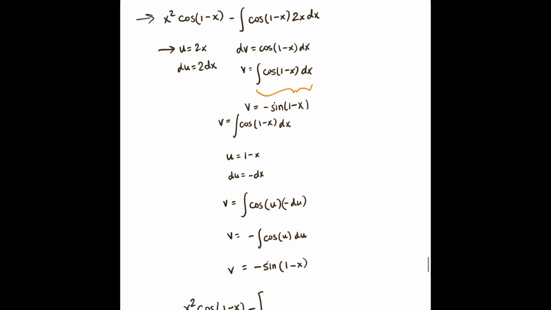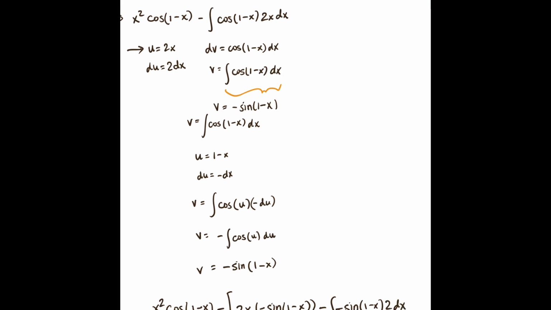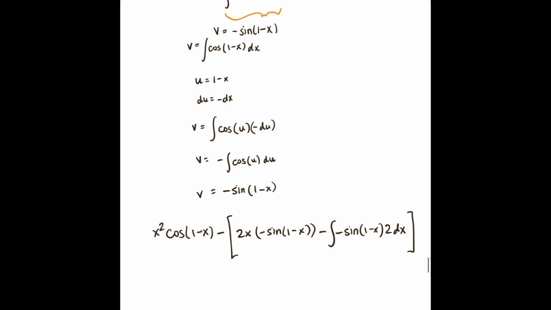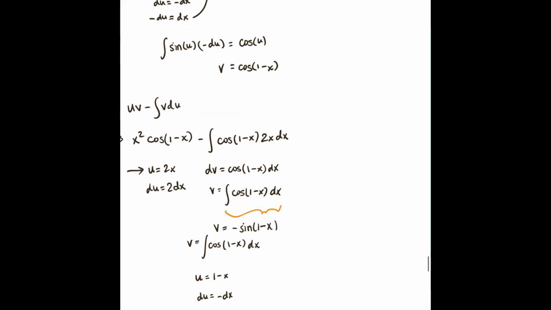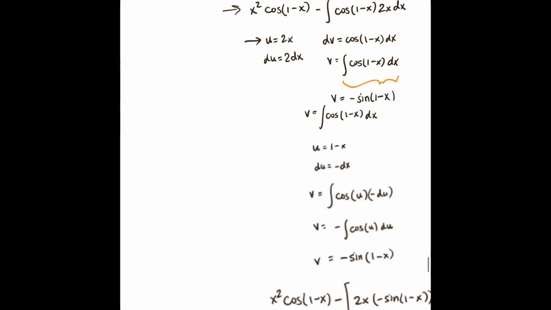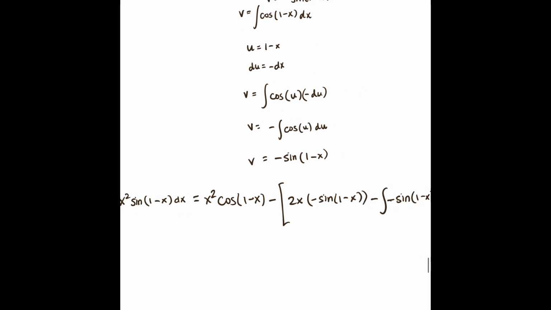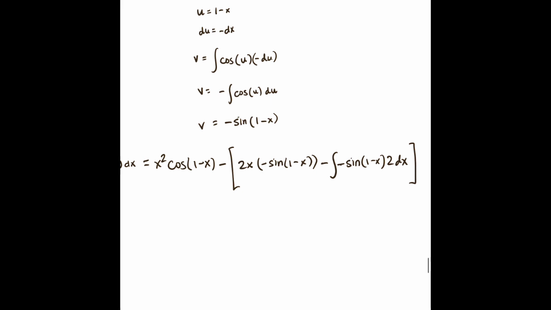which comes from here. v is negative sine 1 minus x. So uv minus the integral of v du, which is 2 dx. So let's write it out fully. Copy this down. We're close to the answer, just one integral left.